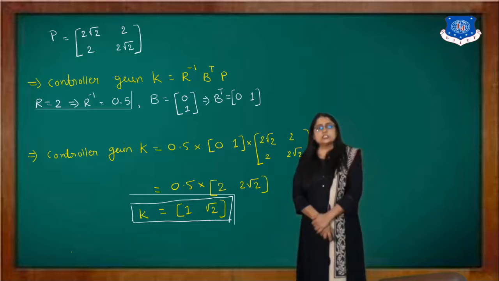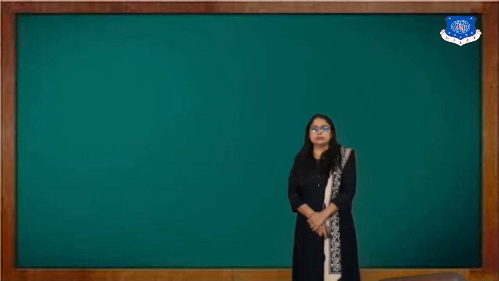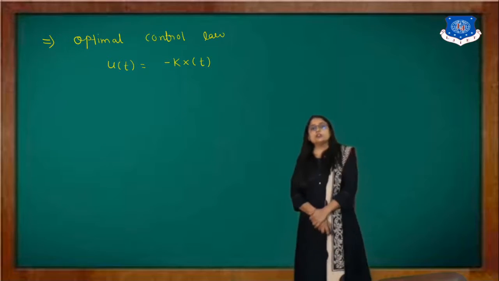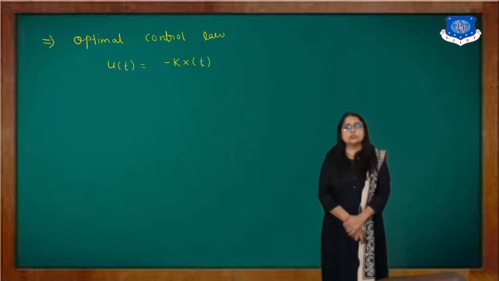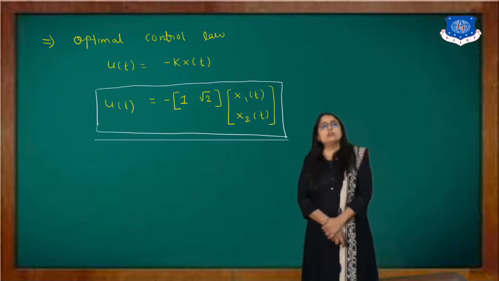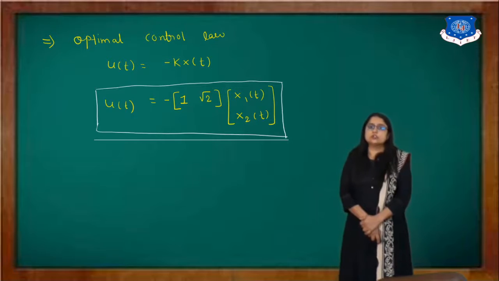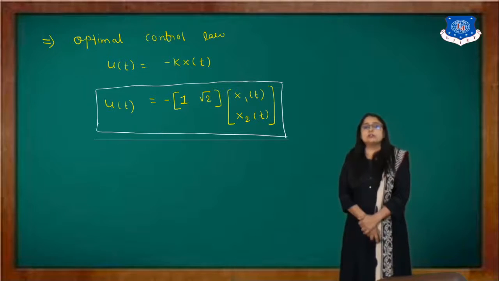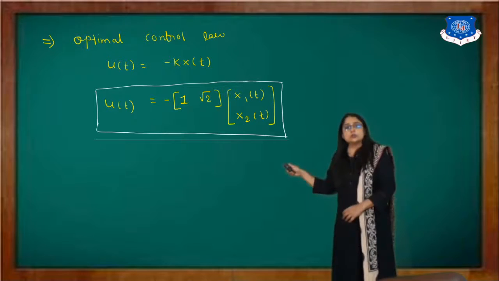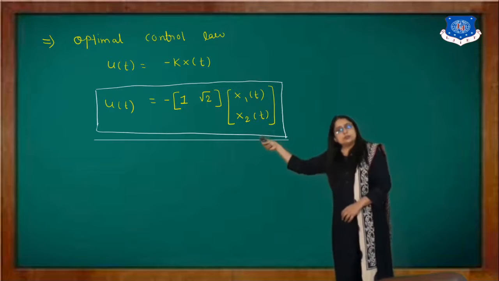Right? This is known as the controller gain. Now the optimal control law is what? It's u equal to minus K x of t. So the value of K is 1 root 2, and x1 of t and x2 of t. Why am I writing only x1 and x2? Because here you are getting only 2 values.